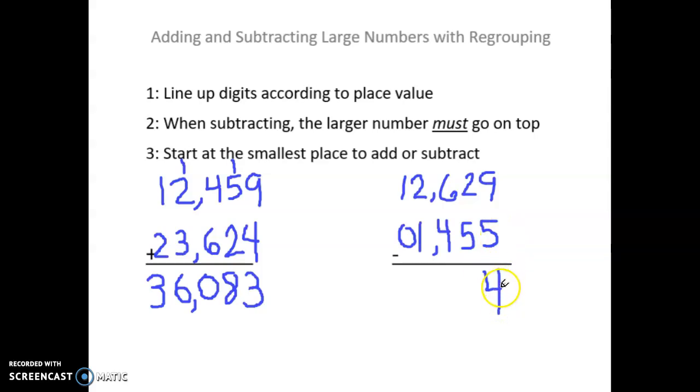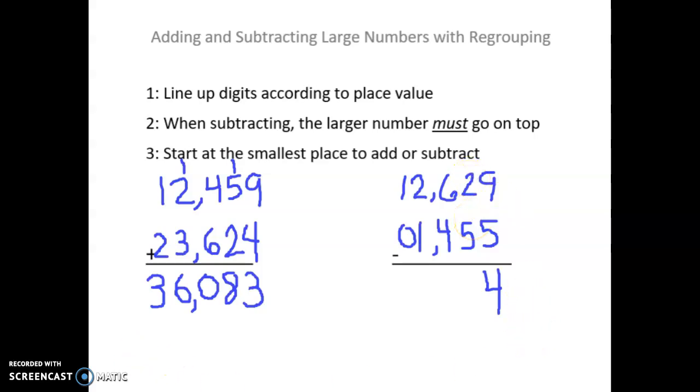Again, my digit 4 is going to go in the ones place since that's what I subtracted. Then I'm going to move on over to my next largest place, which is the tens place. I notice that in my tens place, I have a 2 on top and a 5 on the bottom. This is telling me that I need to subtract 5 from 2.